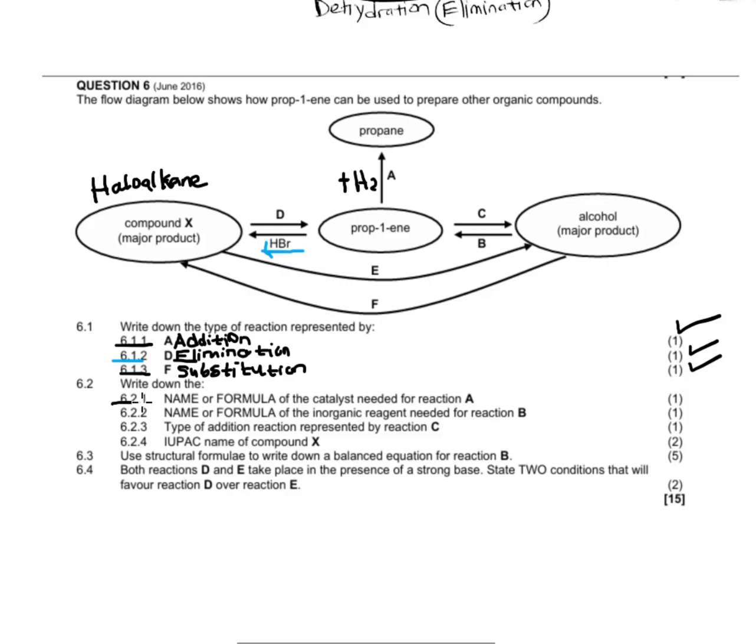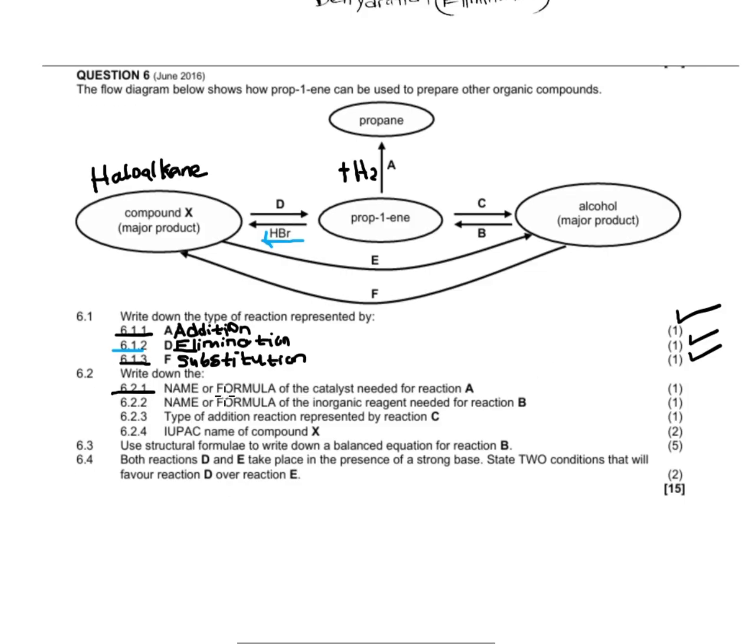Now let's go to 6.2.1. The name or the formula of the catalyst for reaction A. Now they want the name or the formula of the catalyst for reaction A. Let's look at reaction A. We are moving from an alkene to an alkane, and we know that this is hydrogenation, and we know the catalyst there is platinum, or palladium or nickel. That is the catalyst that is needed there.